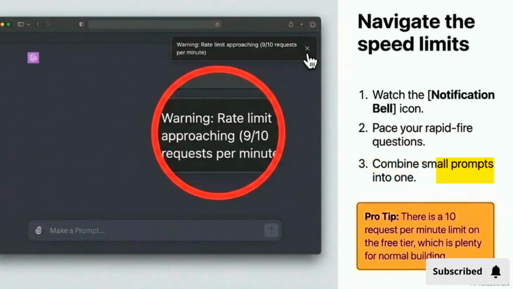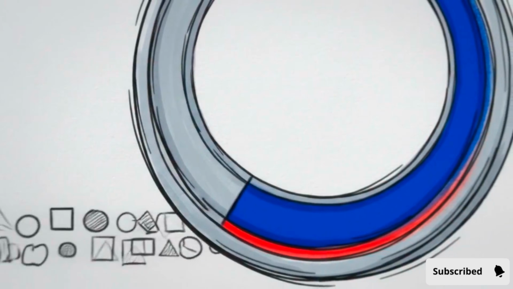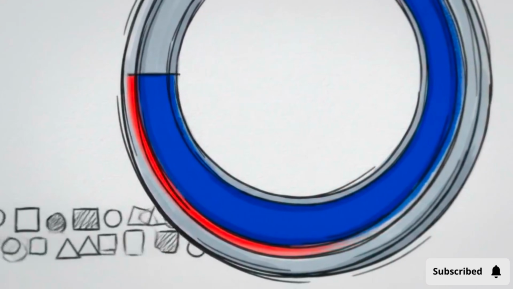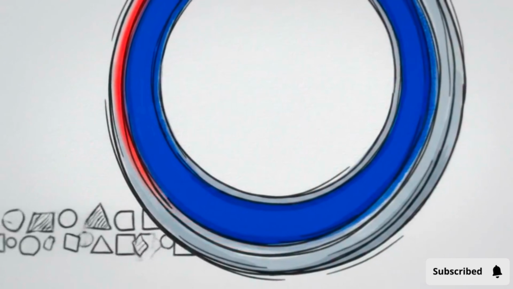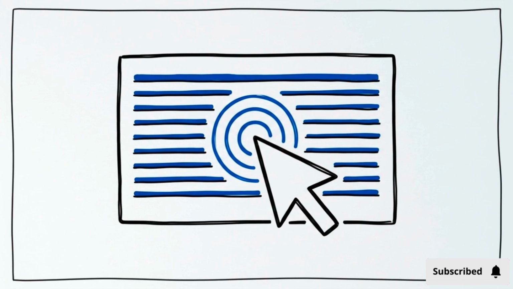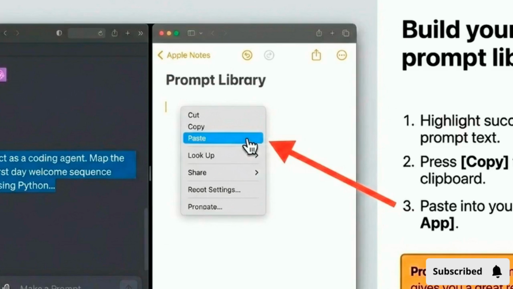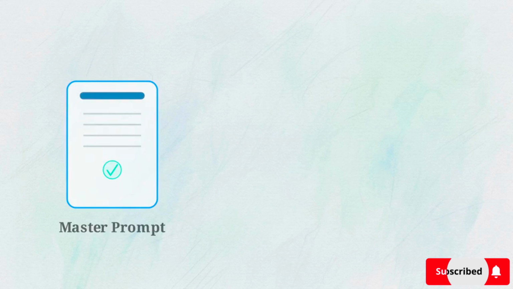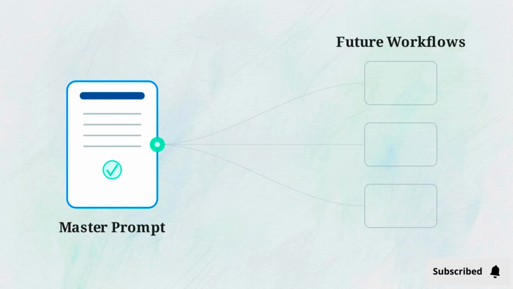Operating free enterprise models requires discipline. Mastering these constraints separates casual users from those who build actual systems. When a prompt gives you a high-quality result, immediately copy the exact text that triggered it. Open an external notes application and paste this text to begin building your personal prompt library. This library becomes your ultimate leverage, turning a single success into a repeatable process you can deploy instantly in the future.